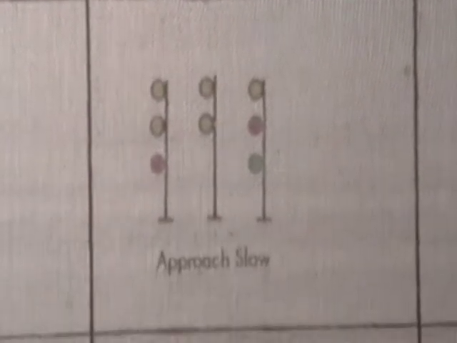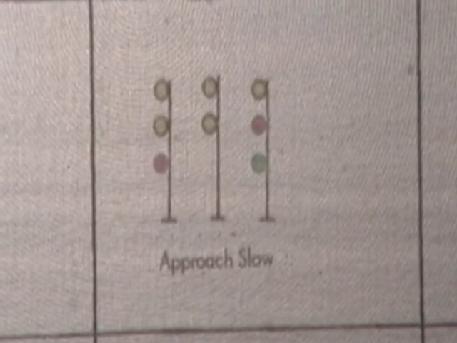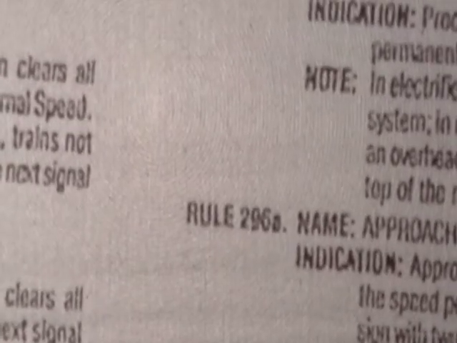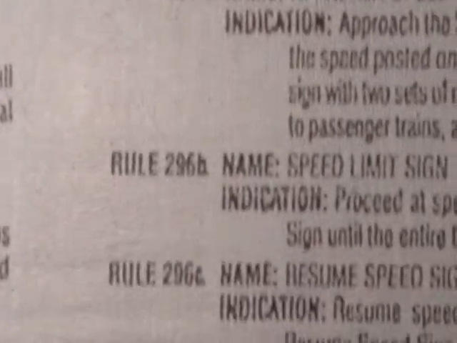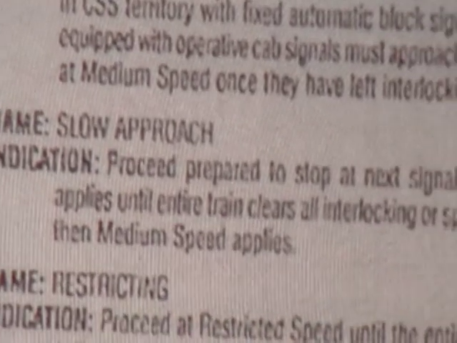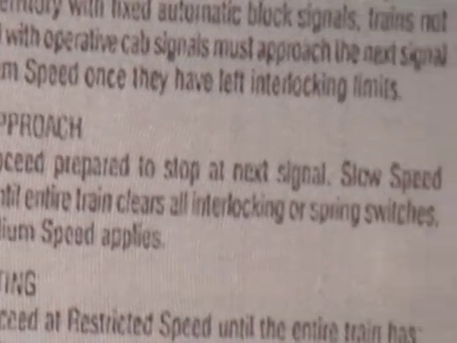And that's what you just tried to explain. Slow approach and approach slow. And if you reverse the words, it means something different. Slow approach: proceed, prepare to stop at the next signal. Slow speed applies until the entire train clears all the interlocking switches and so forth. So slow approach: proceed, ready to stop at the next signal.